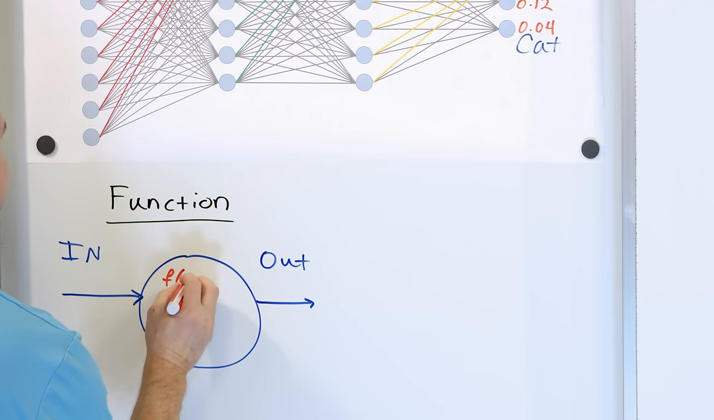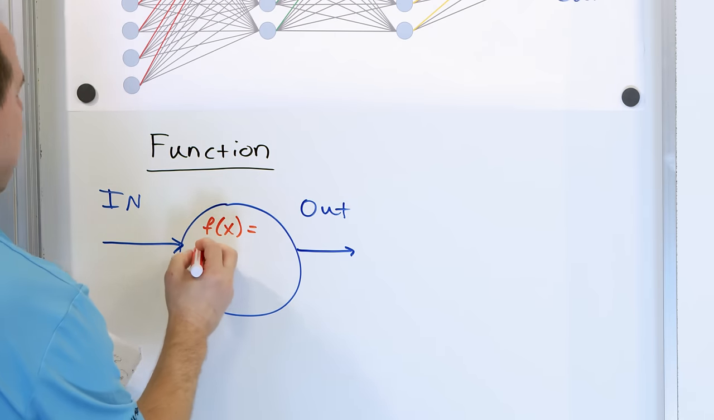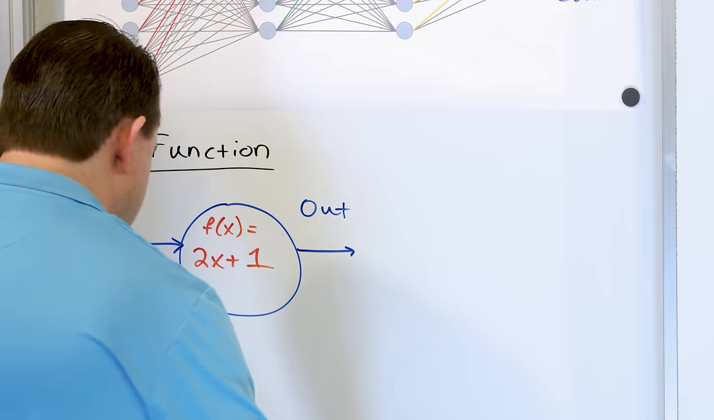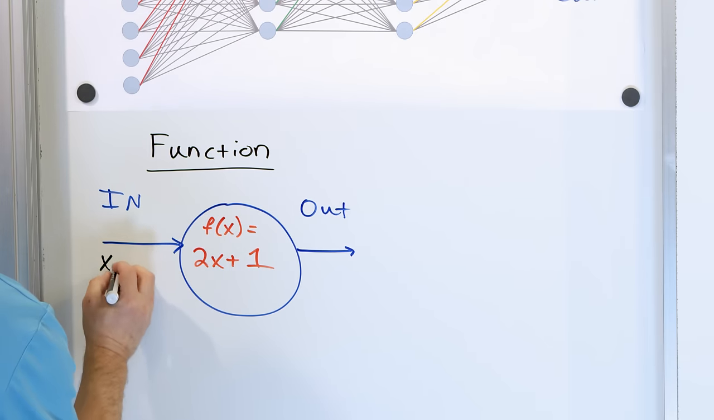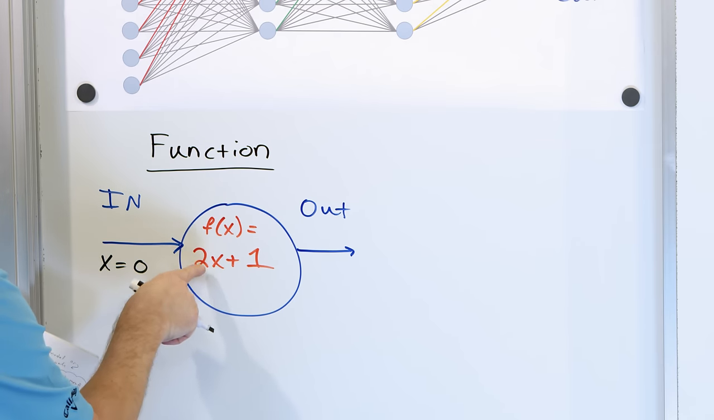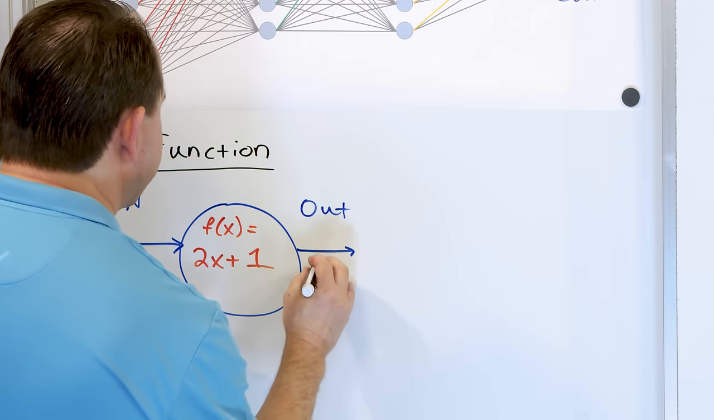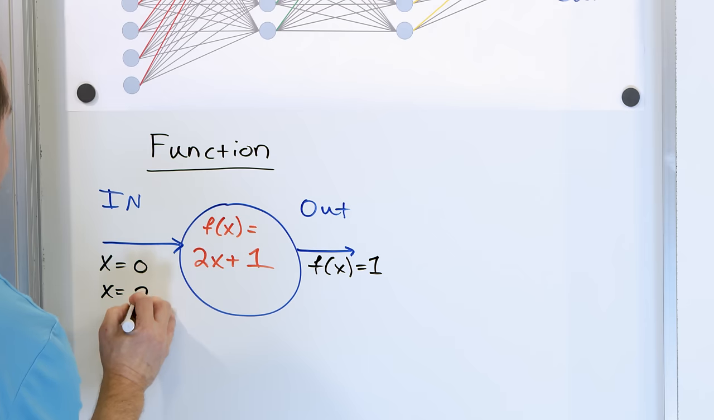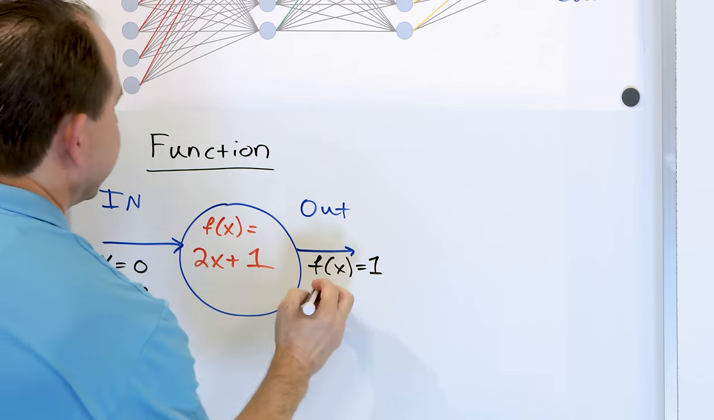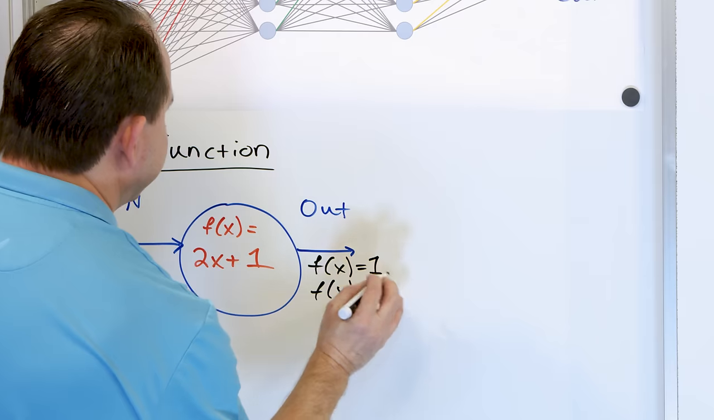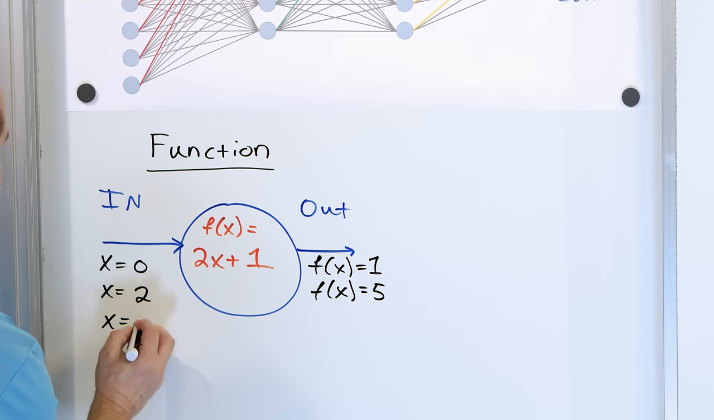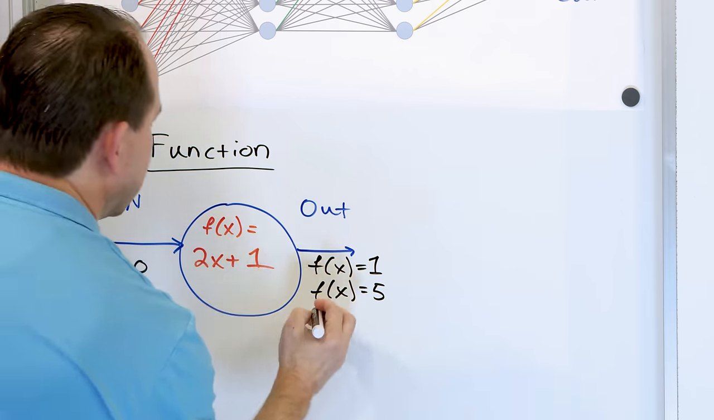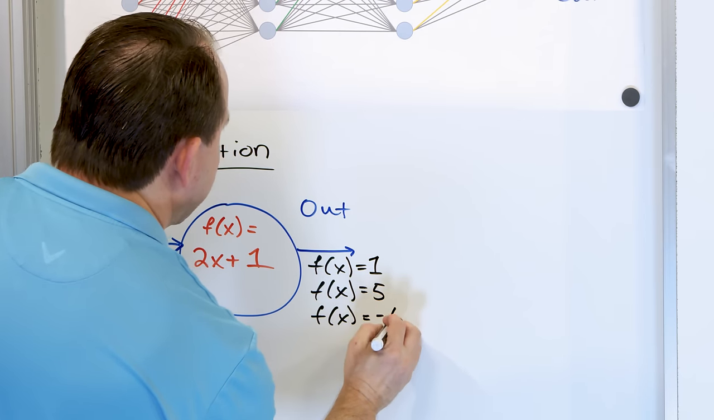So here I'm going to put f of x, that's function notation, function of x. Let's call it 2x plus the number 1. This is the calculation happening inside of this thing, right? And what it means is if I take a value of x equal to 0 and I put it in here, then 2 times 0 is 0, and then I add 1, and the output f of x is just 1. That's what I get for the output. And if I put a value of 2 in here, 2 times 2 is 4, plus 1 is 5. So f of x is equal to 5. These are the output values. And if I put a negative value in here, negative 3, 2 times negative 3 is negative 6, plus 1 means it's negative 5 on the output here.